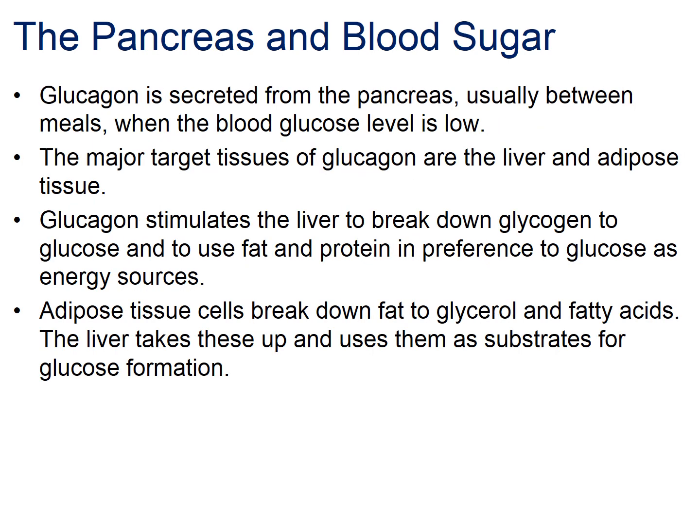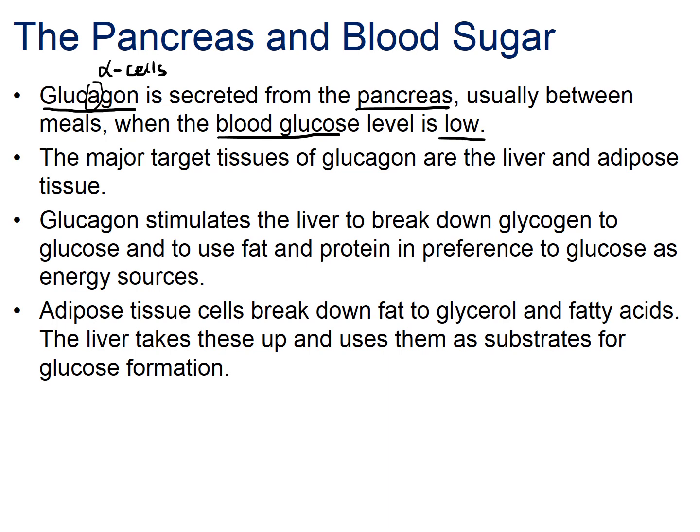The antagonistic hormone of insulin is glucagon. This one also comes from the pancreas, the alpha cells of the pancreas. There's an A in glucagon, so that helps you remember it is the alpha cells that make it, and the beta cells make the insulin. So the glucagon is going to be secreted when your blood glucose level is low.